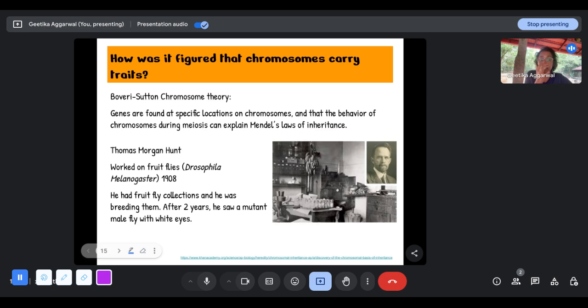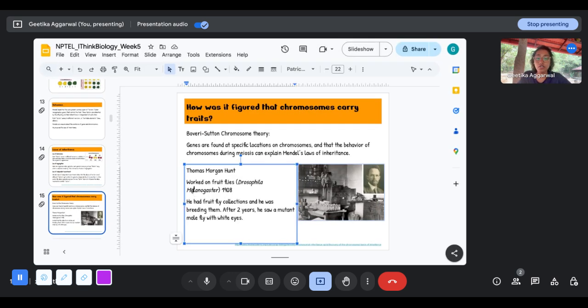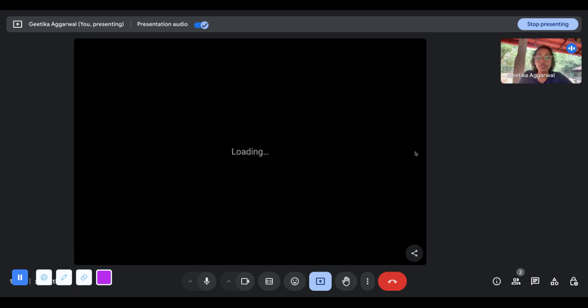Then comes Thomas Hunt Morgan. You can see here, this is Thomas Hunt Morgan, and he used to work with fruit flies. So this is his lab. You can see there are huge numbers of vials in which he used to breed Drosophila melanogaster, which is the fruit fly. Sorry for the typo, it should be a small m. As we know in the scientific name, species should always be written with a small letter.